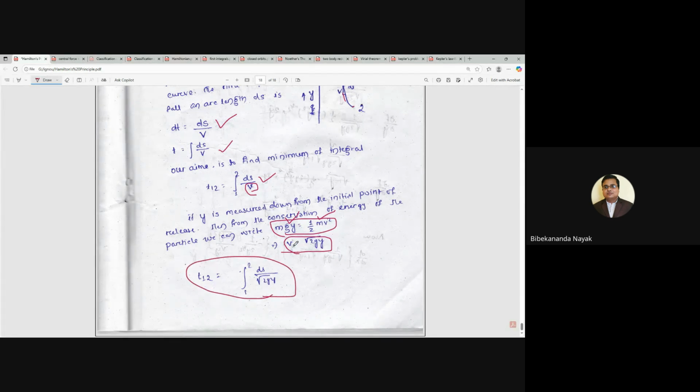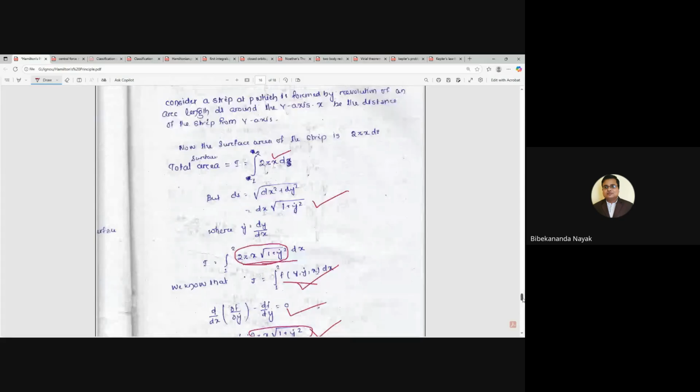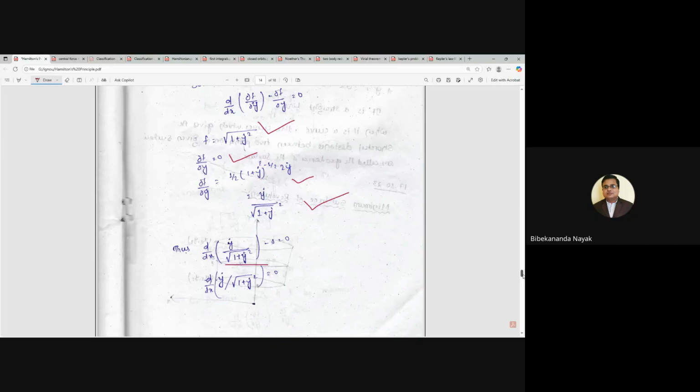You have to find the solution, which is very lengthy, so it is not asked in our examinations. But I have to show these two problems: the minimum surface of revolution and finding the shortest path between 2 points. Okay? Is it clear?